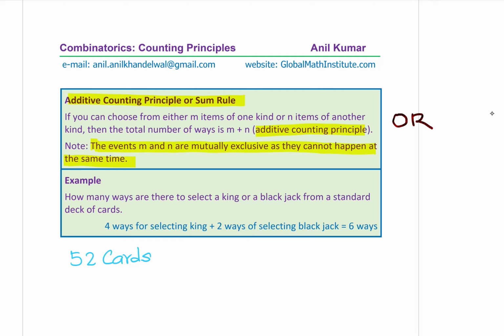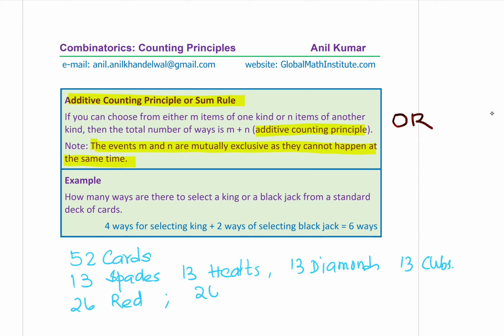Amongst these 52 cards, we have 13 of each, like spades. We have 13 hearts. We have 13 diamonds. And 13 clubs. These are called suits. So there are 4 suits, each 13, right? We know that 26 are red cards, and we know that 26 are black cards. The numbers go from 1 to 10, and then we have jack, queen, and king. 1 is like ace, right? So these are the 13 cards which you are playing with.